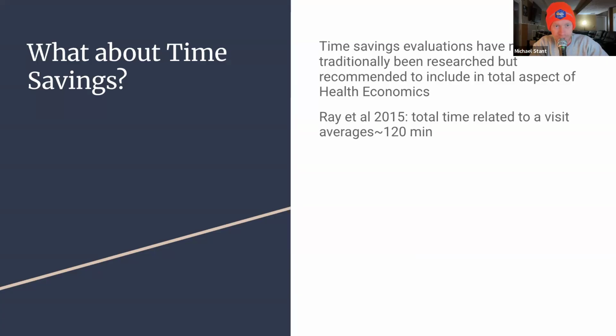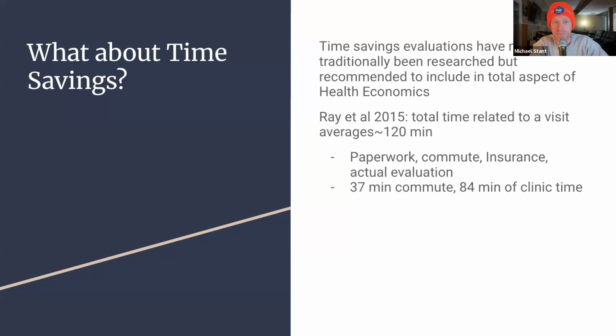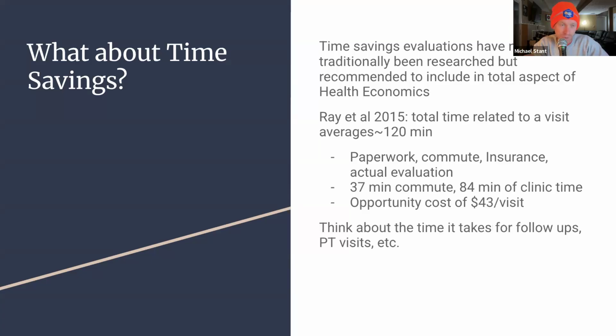In this article, Ray et al. 2015, it's about 120 minutes. That takes into account your paperwork, your commute, insurance doing things, your actual evaluation by the doctor, and what you have to do afterwards. It's about 37 minutes of commute time and 84 minutes of clinic time. They talked about the opportunity cost being about $43 per visit for the parent or the patient going. So as we start demonstrating our value and what we use in our own models, think about how much time you are saving people from going to any of these doctor's appointments or physical therapy appointments, whatever it is, as an athletic trainer.